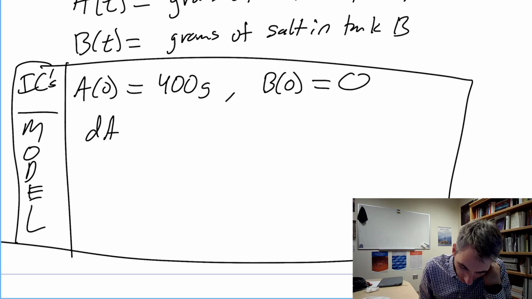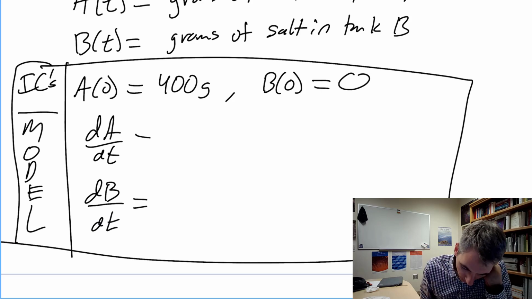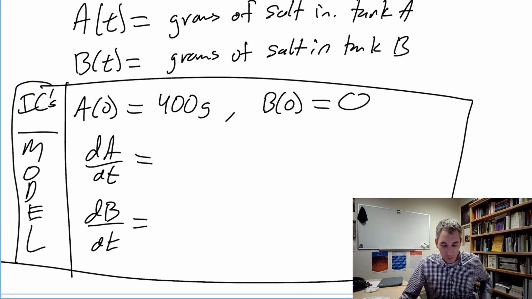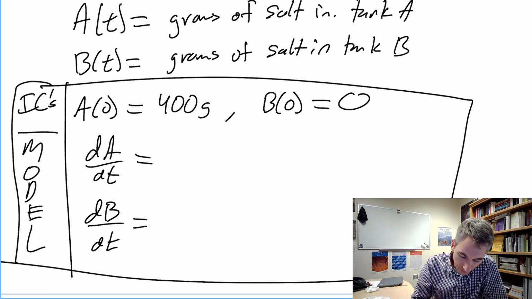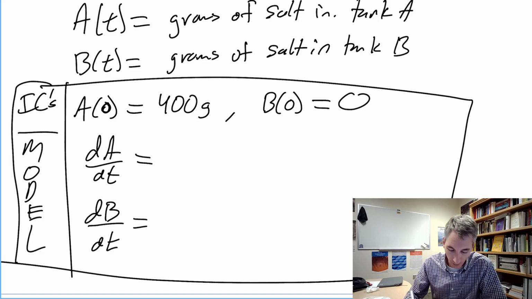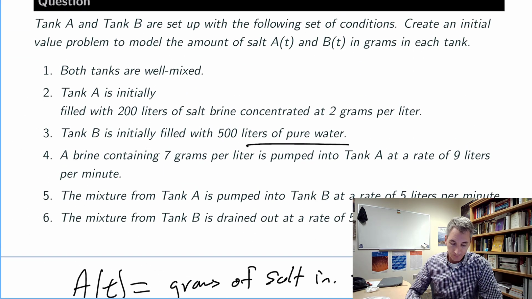We're going to need dA/dt, and we're going to need dB/dt equals. That's the answer we're looking for. It didn't ask us for a solution. It asks us for a model, and a model in this case is a system of differential equations. We got the initial conditions already done. All right.